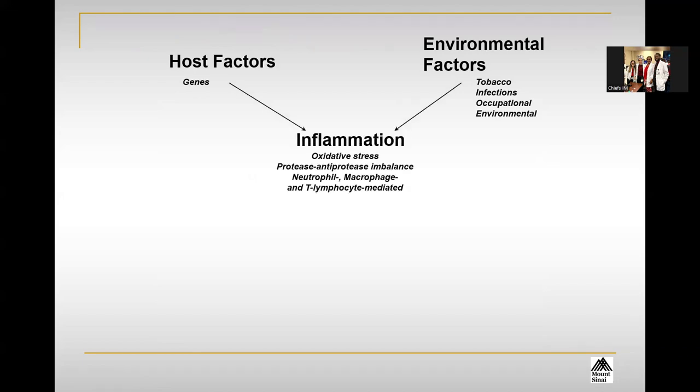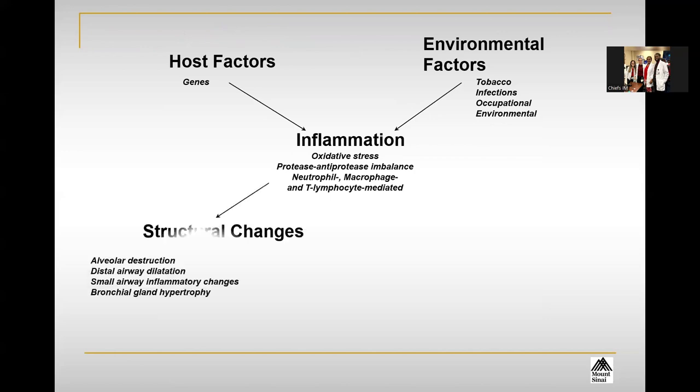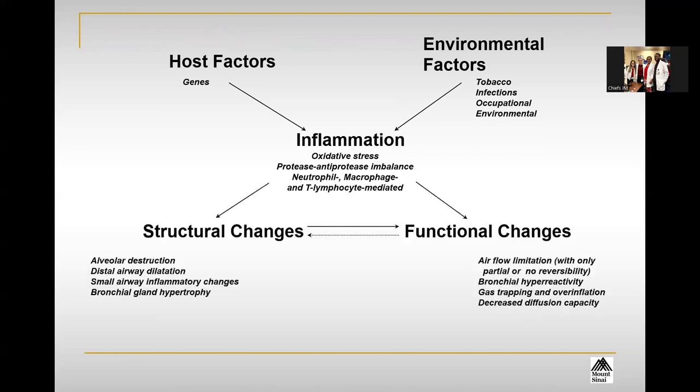Again, going to the scheme, and not to be surprised, since for COPD, as was the case for asthma, there is an interaction between host factors and environmental factors leading to inflammation. In this case, the inflammation is different from that of asthma. There is oxidative stress, probably protease, anti-protease imbalance, and a number of cellular mediated inflammatory mechanisms by neutrophils, macrophages, and T lymphocytes, leading to structural changes and functional changes that are distinct from those of asthma. There is alveolar destruction in the case of COPD, not in the case of asthma.